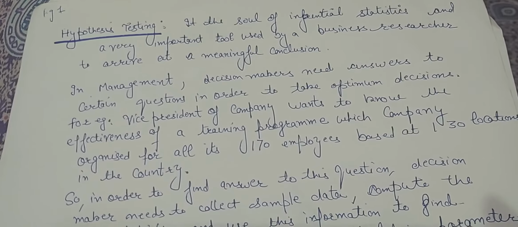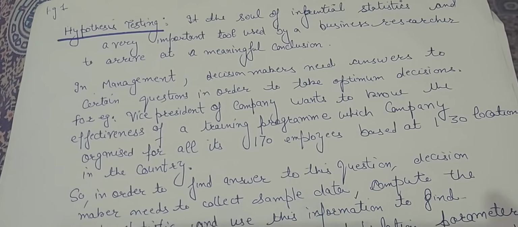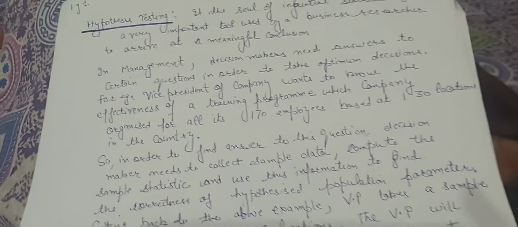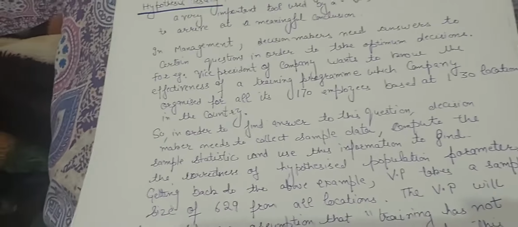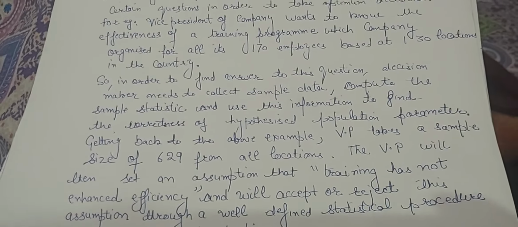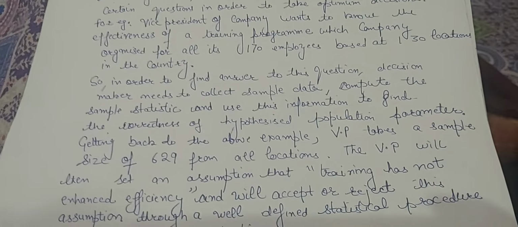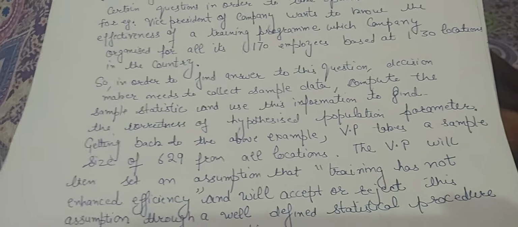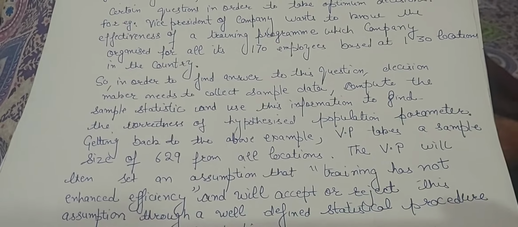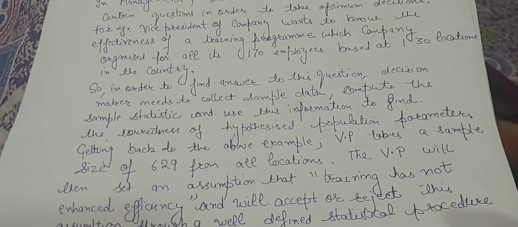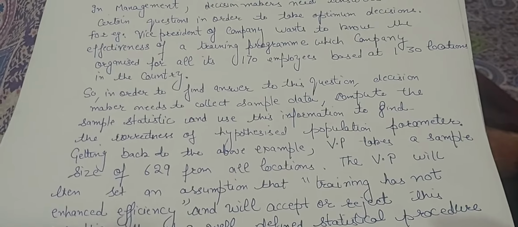So here the vice president of the company wants to know how effective the training program is. In order to find the answer to this question, the decision maker needs to collect sample data. The sample data is collected from the whole population. Then the researcher will compute the sample statistic and use this information to find the correctness of the hypothesized population parameter. In layman's language, we can say that the decision maker has to hypothesize first, then apply the test statistic.